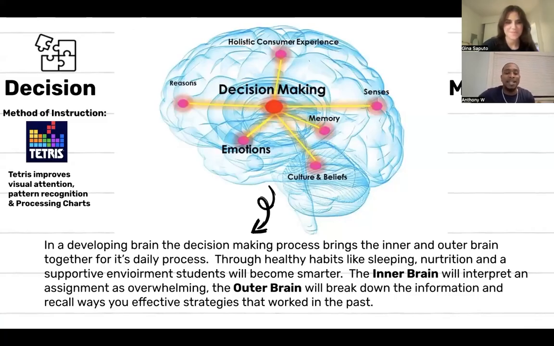Now we're here with decision making. And for the method of instruction for this one, we're going old school. All right. Tetris. Tetris improves visual attention, pattern recognition, and processing charts.